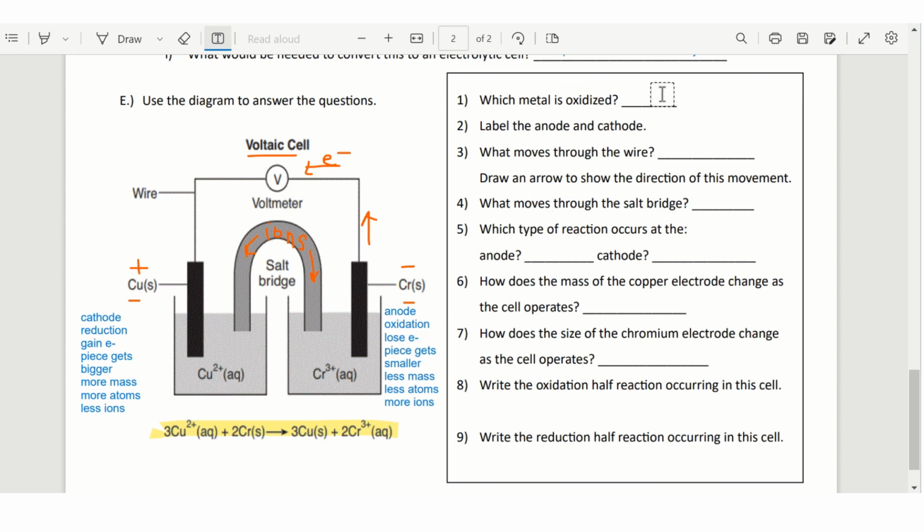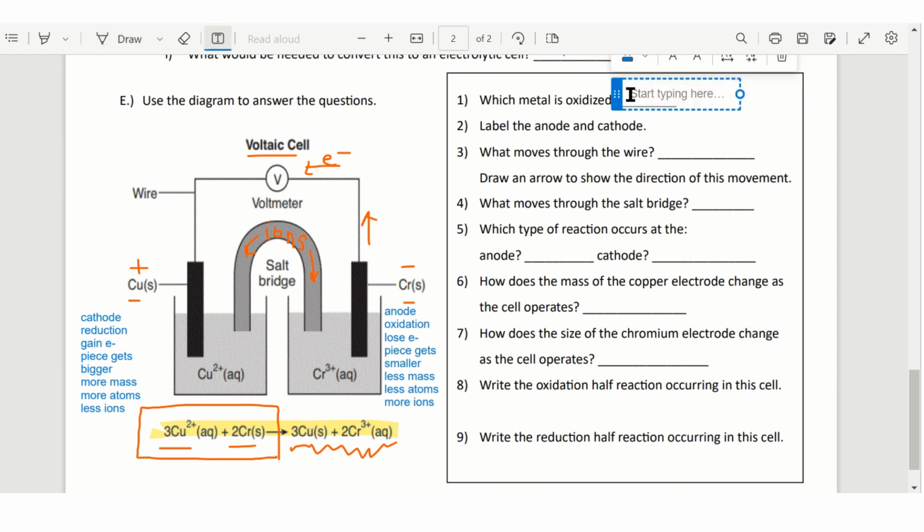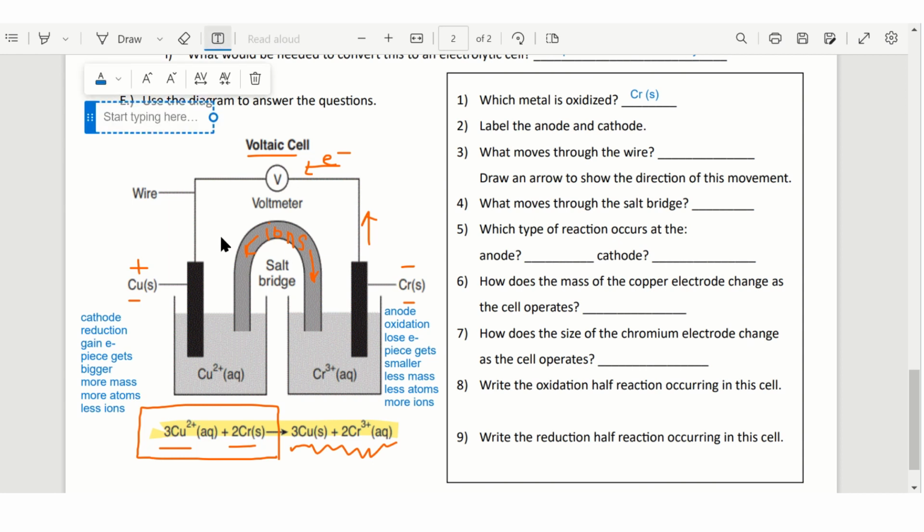Which metal is oxidized? Ooh, I'm really glad this question is here. Look at, when I write which metal is oxidized, I can only write something on this side of the equation. This is what happens after oxidation and reduction. So I only write it from the reactant side. So which metal is oxidized? Well, that's at the anode, and chromium looks like this, right? If it said which metal is reduced, I would write Cr. With which metal is reduced? Cu2+. That's what I would have to write because that is what is on the reactant side.